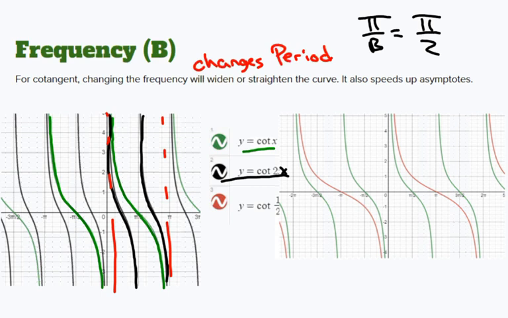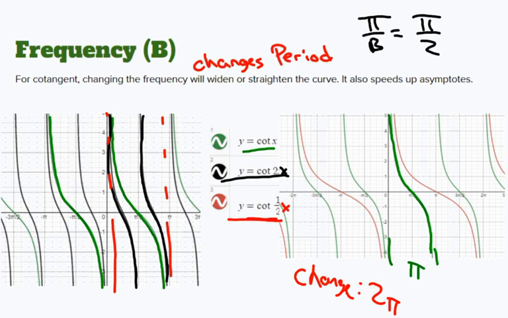Okay, the next one. We have our normal period of 1 pi. Here, this is cotangent of 1/2 x. This is going to change the period to equal not pi, but 2 pi. So from here to here is going to be 2 pi.